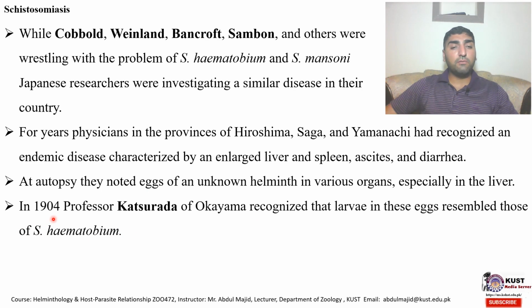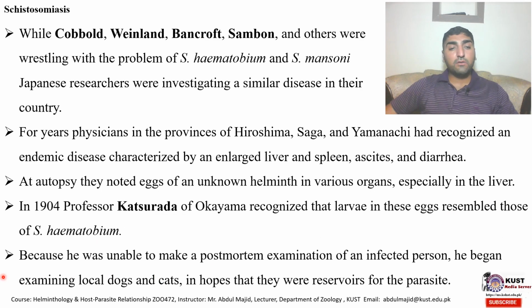In 1904, Professor Katsurada of Okayama recognized that larvae in these eggs resembled those of Schistosoma haematobium. Because he was unable to make a post-mortem examination of an infected person, he started examining local dogs and cats in hopes that they were reservoirs for the parasite.